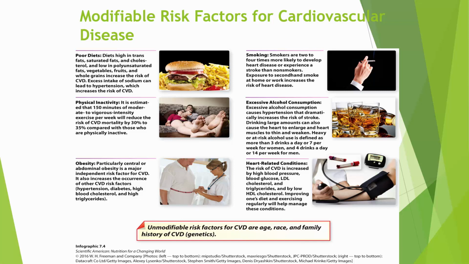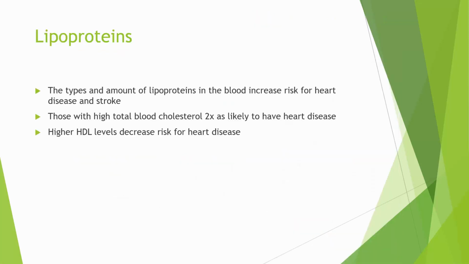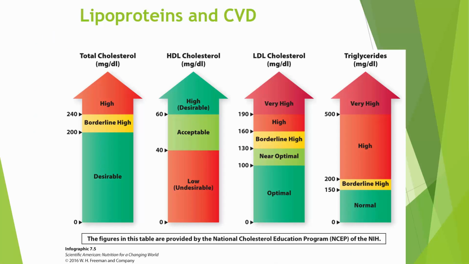You can see some other things on here that will also affect that. We talked about the lipoproteins, and I wanted to bring those up again to talk about the type and amount in our blood that increase our risk for heart disease. Those who have high total blood cholesterol are 2 times as likely to have heart disease. And a higher HDL, remember that good cholesterol, actually decreases our risk for heart disease.